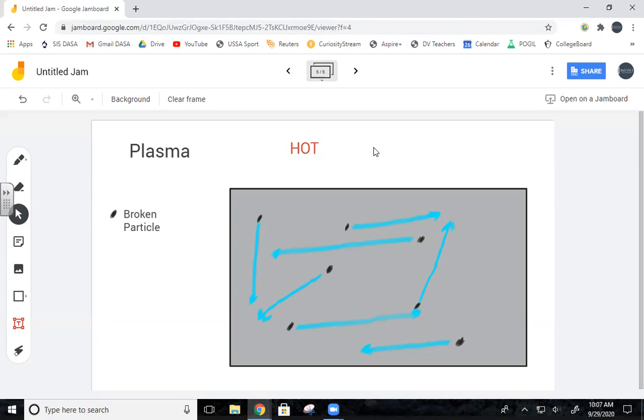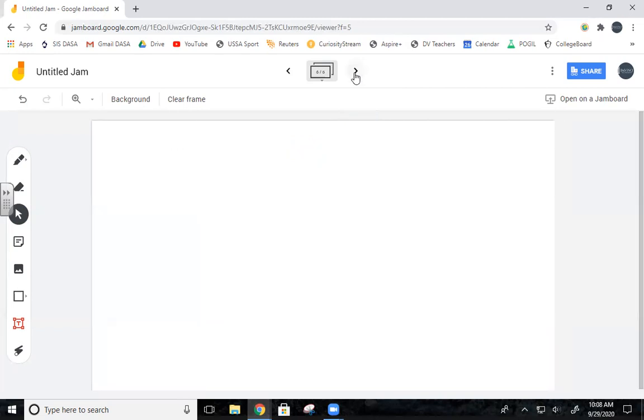Okay, so those are the four basic states of matter. Now what I want to talk to you all about is the relationship between states of matter and, we all know temperature, but we need to talk about pressure. Okay? We need to talk about pressure.